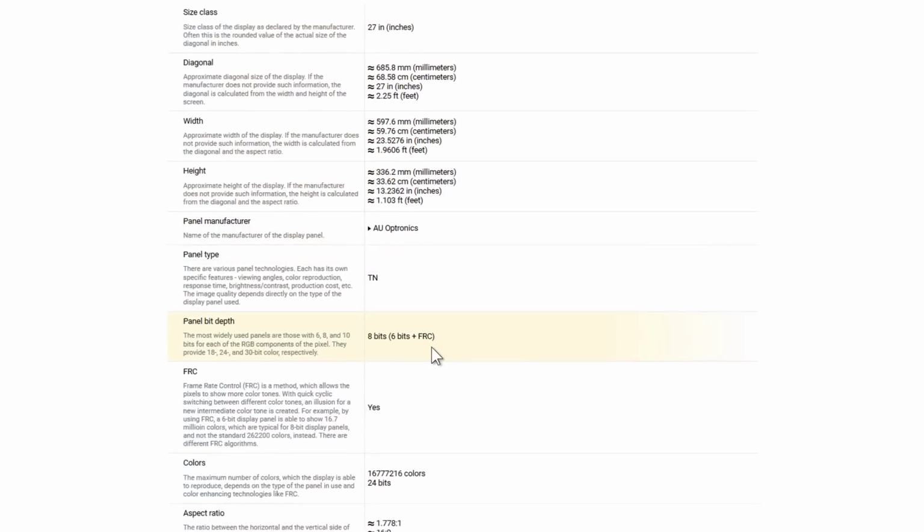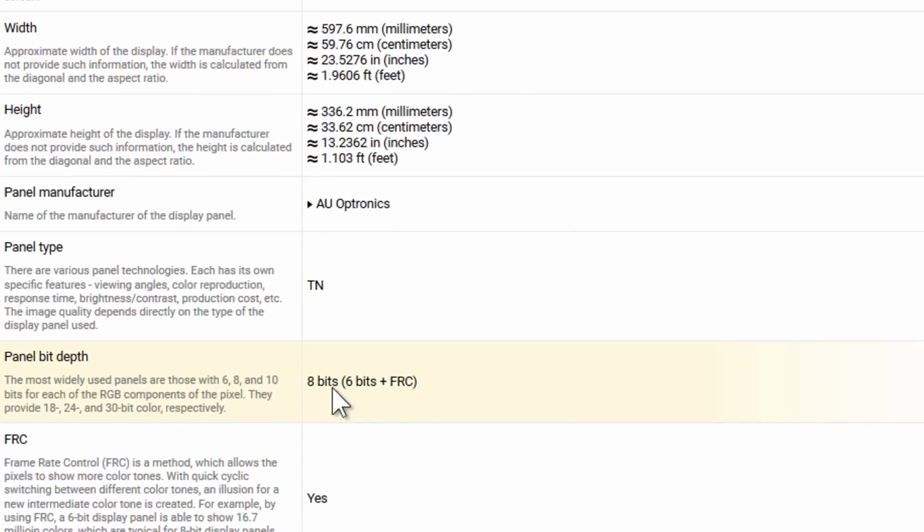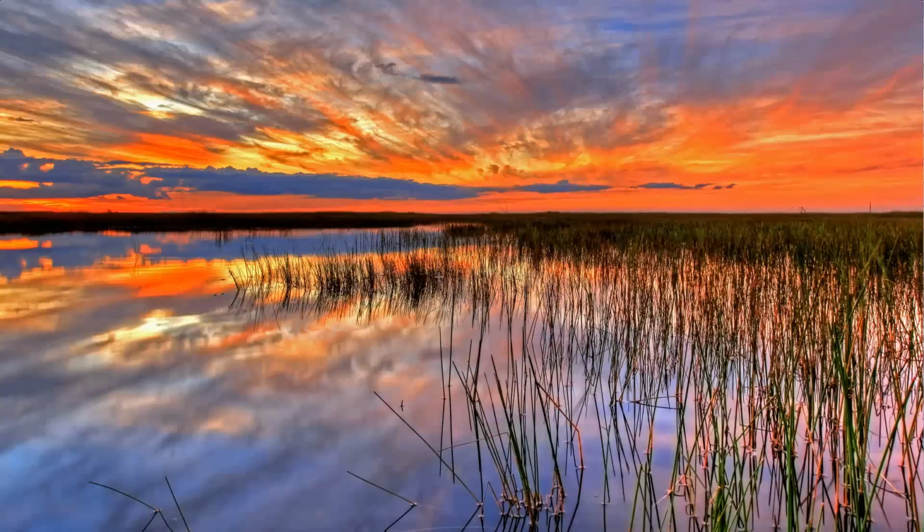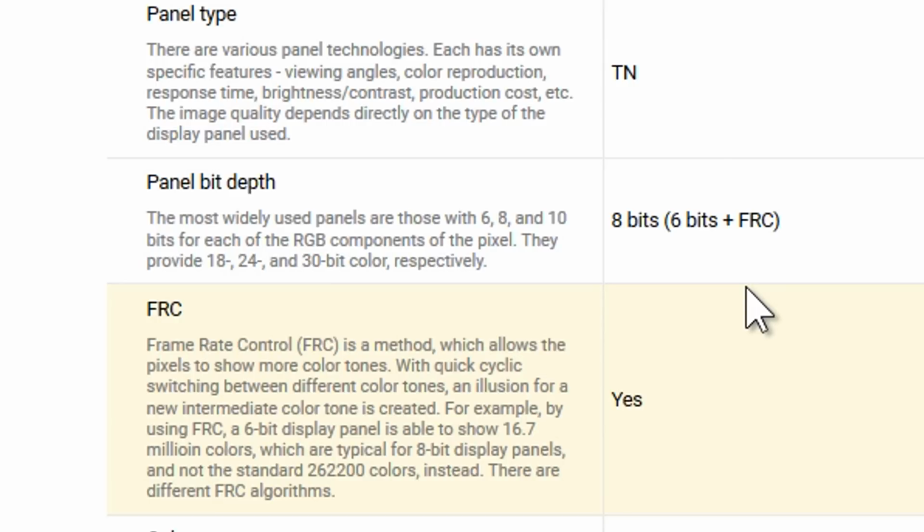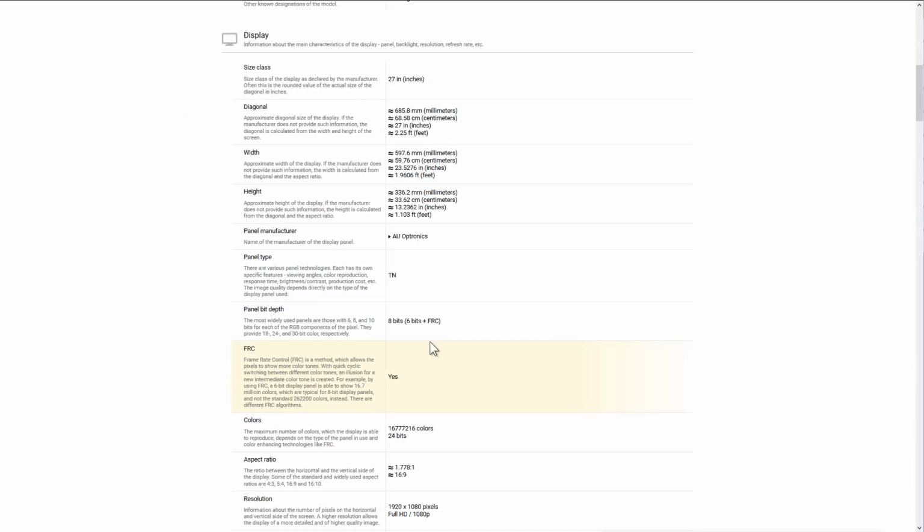I want to take a bit of time to explain this thing here of 8 bits, 6 bits plus FRC, because it turns out this is very important. 8 bits is the number of bits inside a JPEG. So if we want to see a JPEG properly, we need to be able to see 8 bits of information. Without 8 bits of information, we can't actually see all the colors inside the image. And since JPEGs are used both in photography and in design, I think it's important that our monitor can support at least 8 bits.